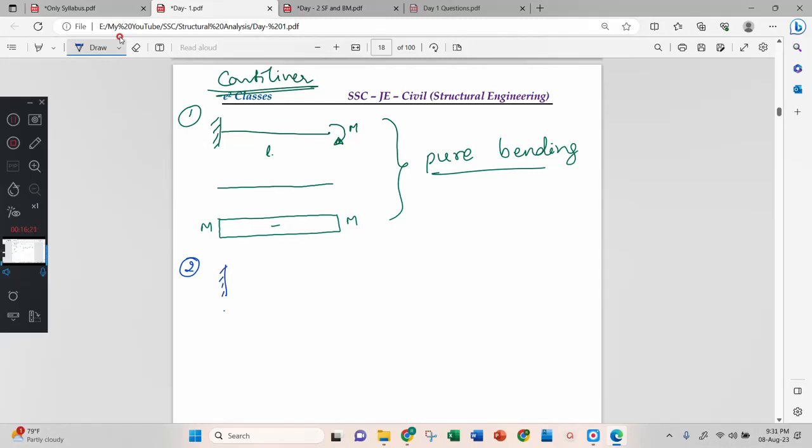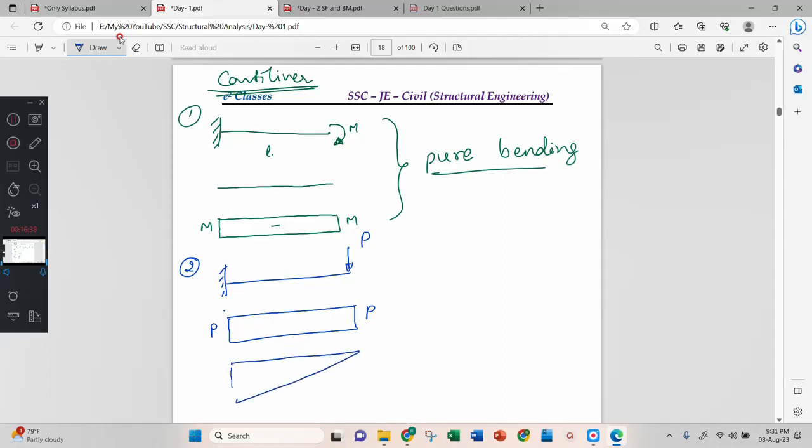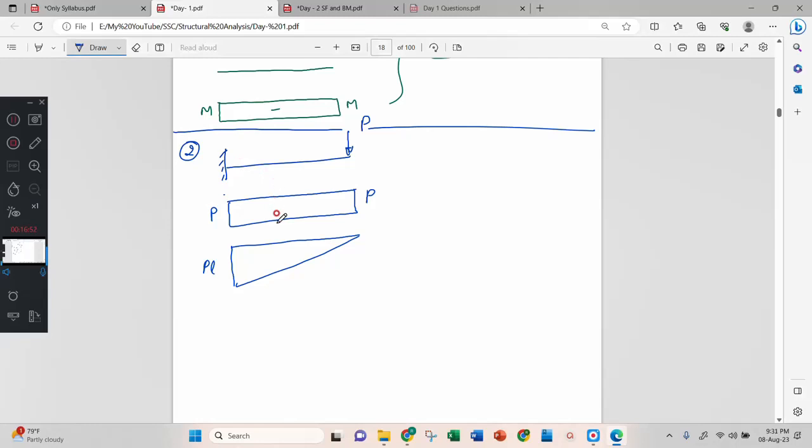Cantilever beam, point load P. Then shear force diagram is constant P. Bending moment diagram is PL. Okay, this is your second diagram. Right? You just learn these equations by heart.